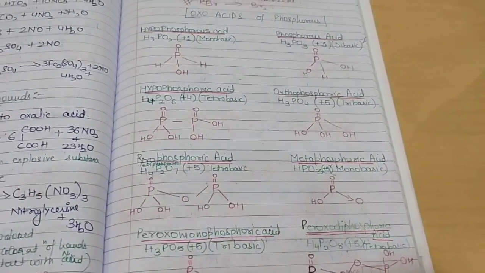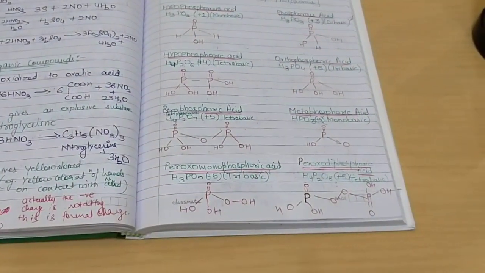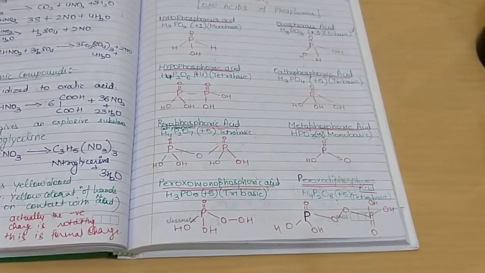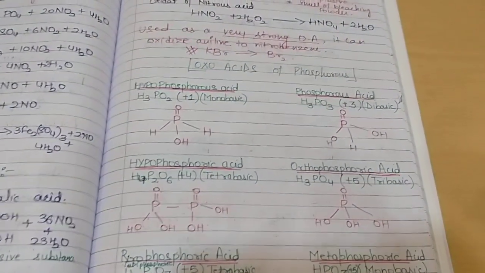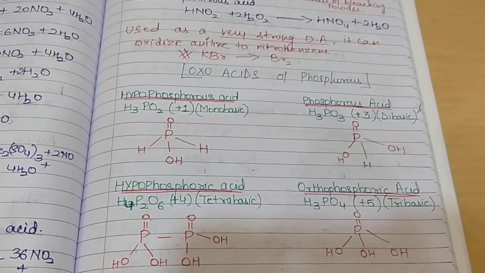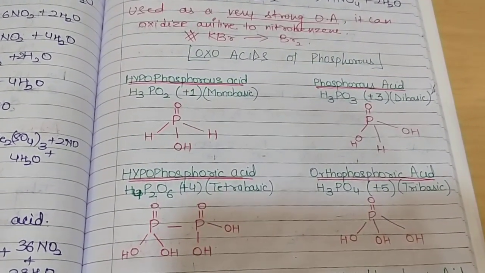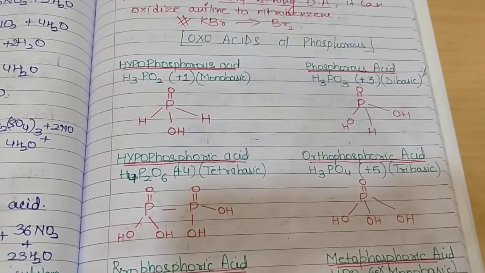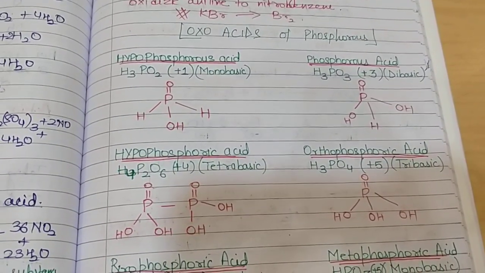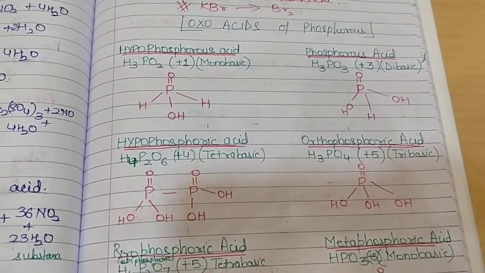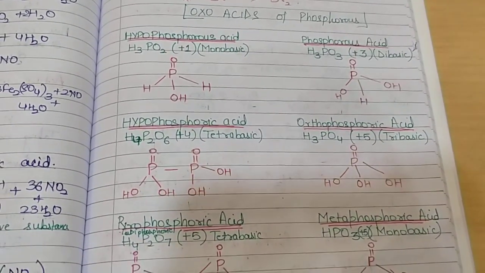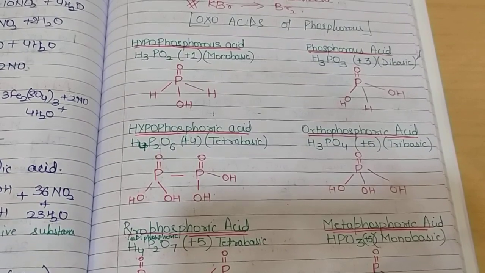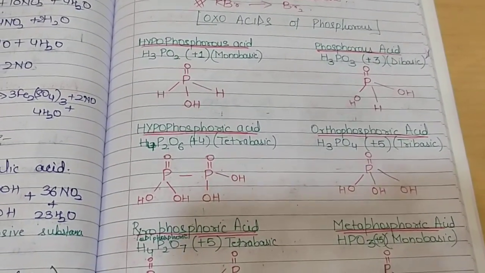There are 8 important oxoacids of phosphorus as far as your syllabus is concerned. So these are the 8 acids. You have to memorize all these acids: the name, the oxidation state of the central element, the basicity, the structure, and the corresponding anhydride of these acids. I'll be telling you the tricks to memorize these oxoacids in the next video.